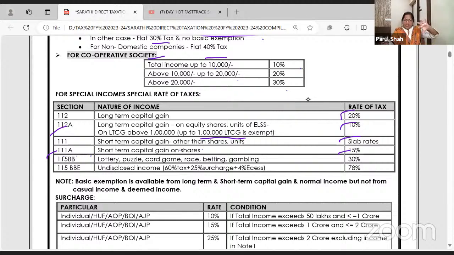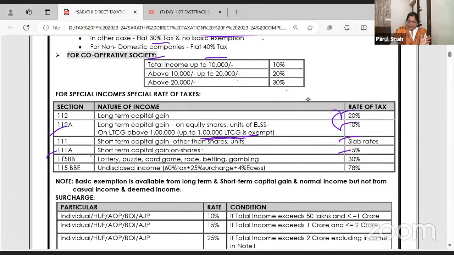Long-term capital gain on shares, up to 1 lakh exempted. Ma'am, but when will it be long-term? That we will learn in the capital gain chapter. Long-term capital gain on shares up to 1 lakh is exempt, and this 1 lakh exemption is over and above the basic exemption, right? And then 10%.